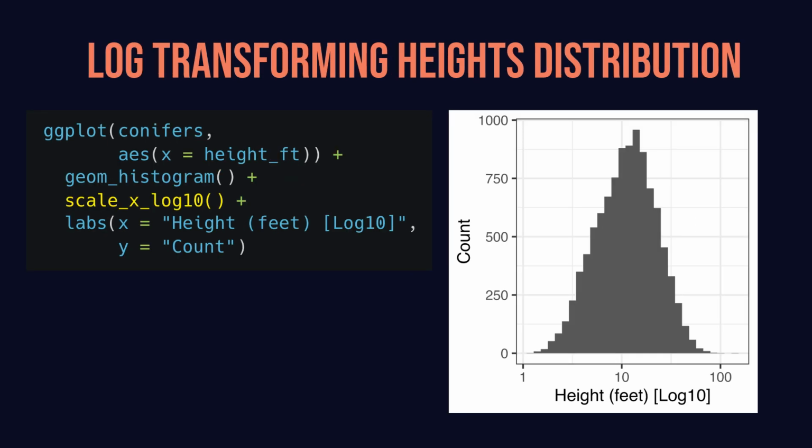To change the x-axis from a linear scale to a log scale, we can add a function called scale_x_log10. As you can see, after log transformation, the data looks like a normal distribution. This will help us with accurate modeling.